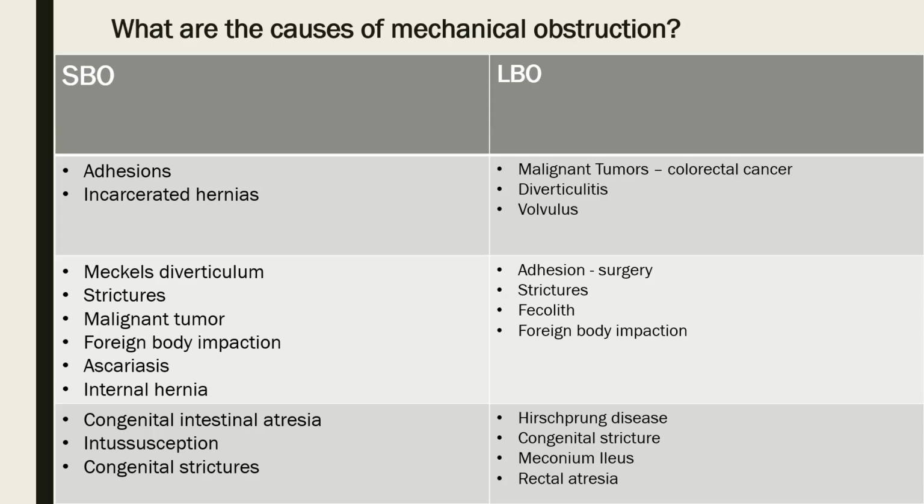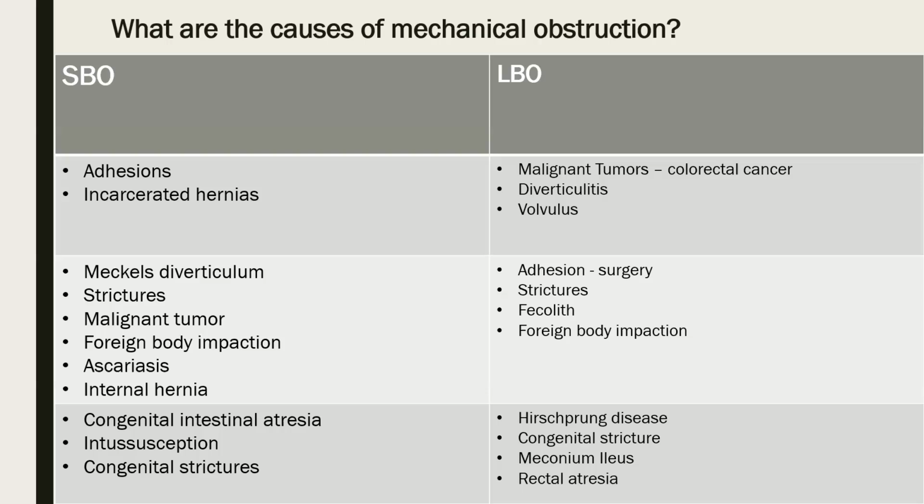And congenital strictures. When we come to large bowel obstruction, the most common causes, as opposed to small bowel, where it's adhesions, are malignant tumors. The most common tumor is colorectal carcinoma. Then you come to diverticulitis and volvulus. Those are your most common causes of large bowel obstruction. Adhesions are not so common as opposed to small bowel. Strictures as well are not so common.